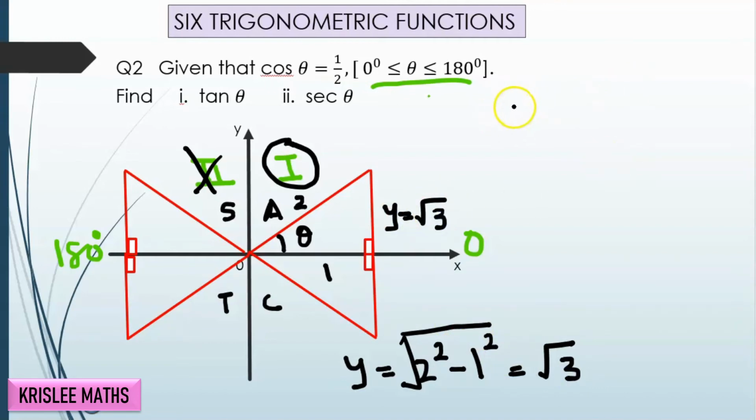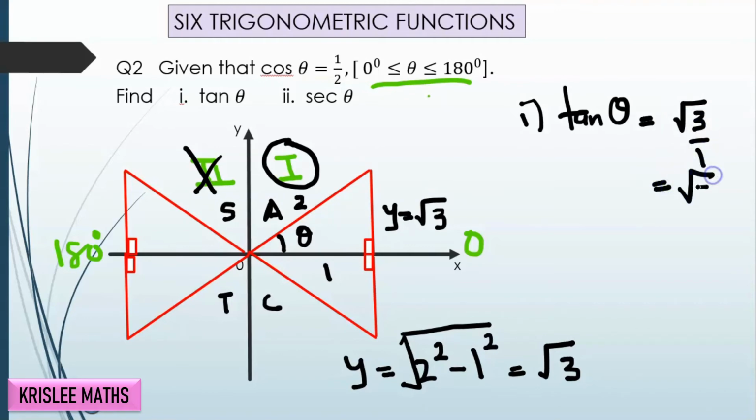Now you have completed the triangle and you can find the trigonometric function tangent theta. So tangent theta is opposite over adjacent. So square root of 3 over 1 equals square root of 3.